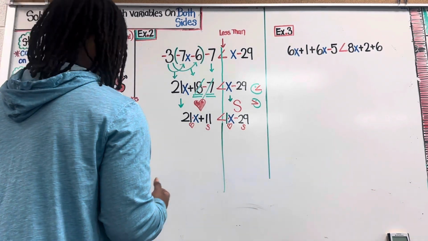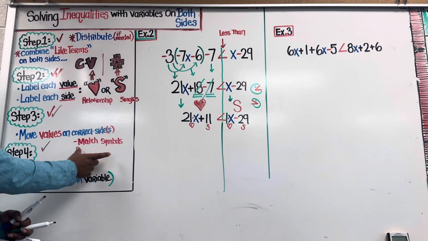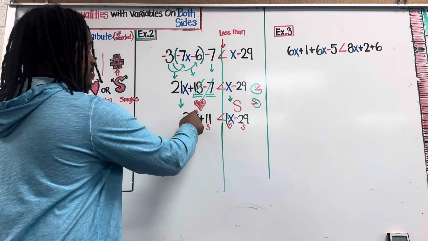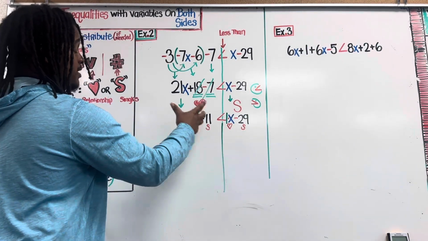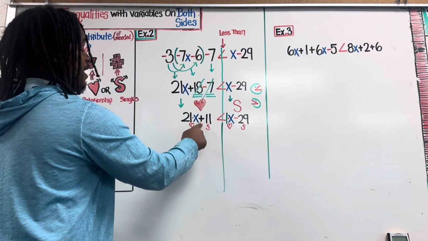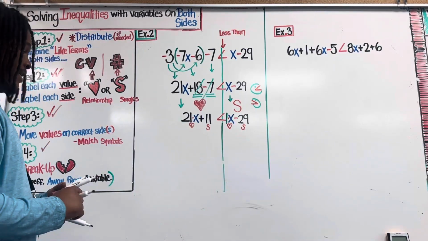So now, ladies and gentlemen, all we need to do is go to step 3. Move values on correct sides, and all we need to do is match the symbols. So if the symbols match, the value stays, my bad. If the symbols match, the value stays. If the symbols do not match, the value needs to move to the opposite side where it does match, okay?